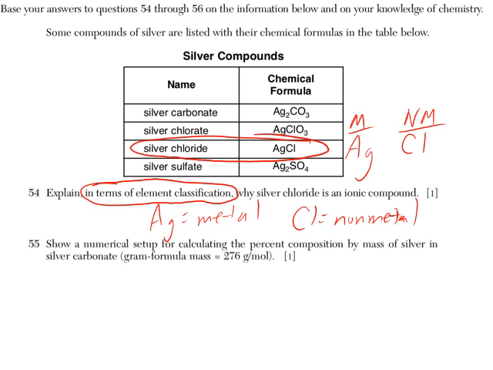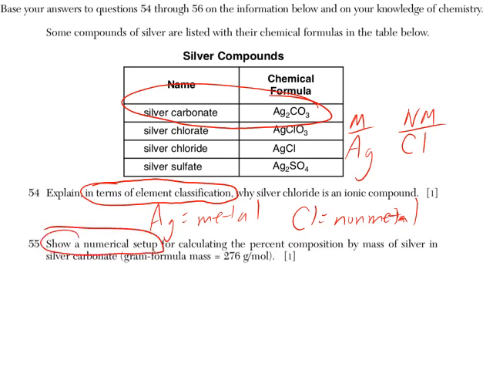55, show a numerical setup for calculating the percent composition by mass of silver in silver carbonate, which now I'm going to cross this off. Silver carbonate is this one up here, Ag2CO3. We're going to use that. Show a numerical setup. This is another great example question. Like I said, you don't have to actually do the math. You just have to show how you would do the math.